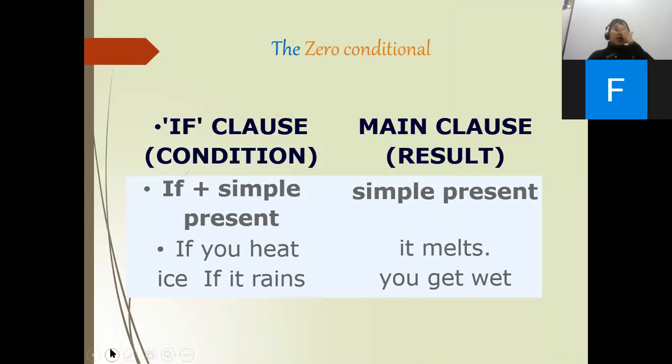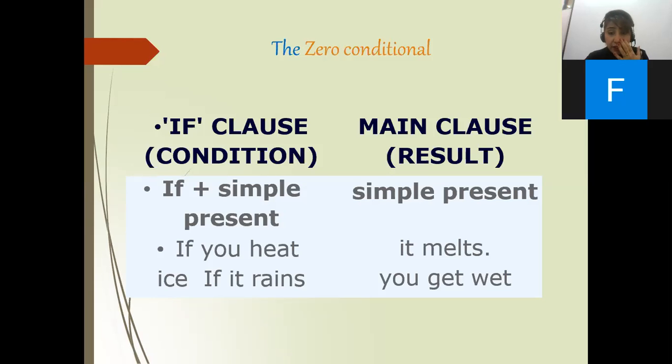All right. Look at the construction of the zero conditional. The if clause is a condition that is followed by the simple present tense. If you heat ice, it melts. This is the result. What happens when you heat ice? It melts. It is the result.